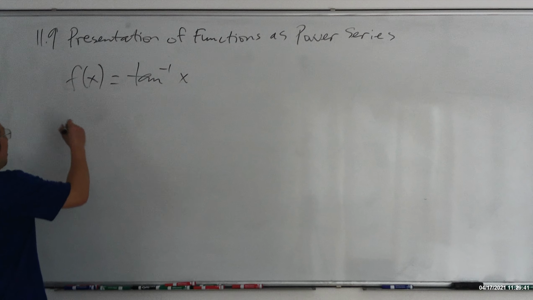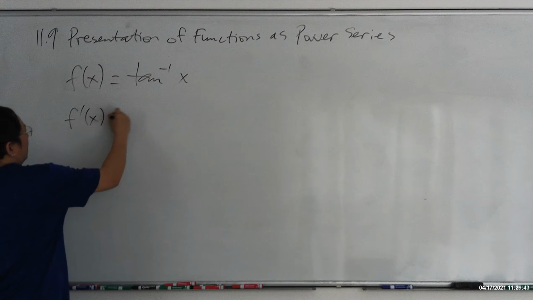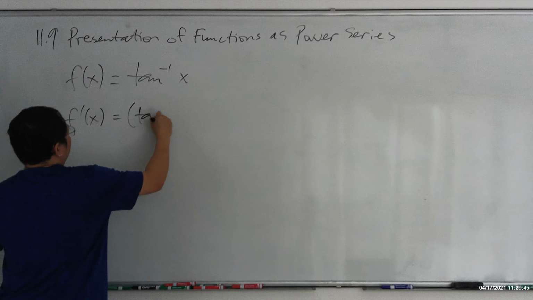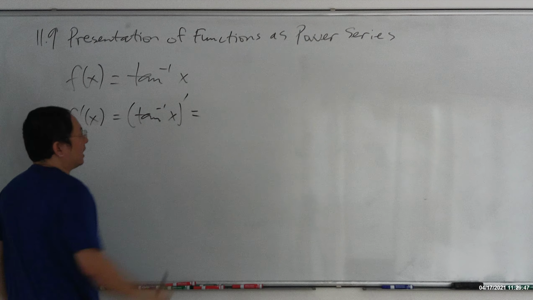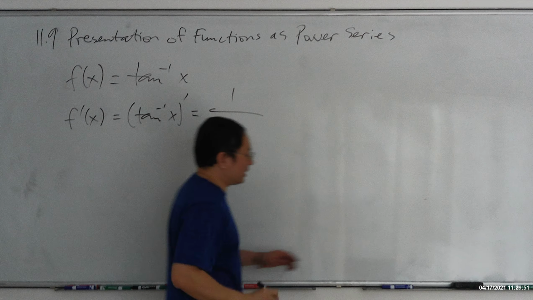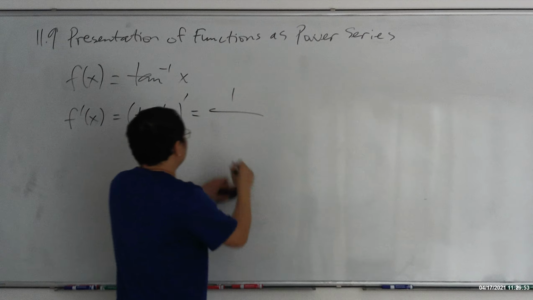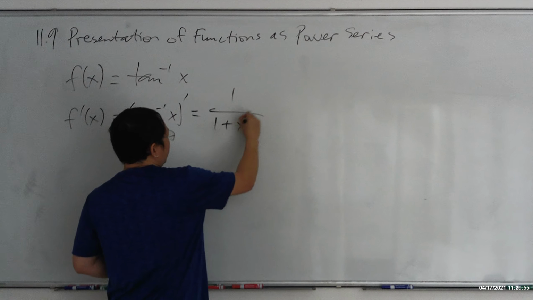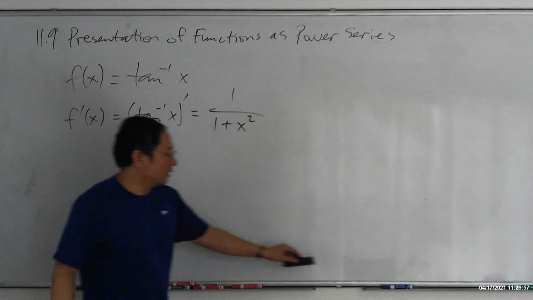So in this case, I see right away that f prime of x is the derivative of tangent inverse of x. And you know the derivative of tangent inverse is 1 over x squared plus 1, that's what I say, but try to write 1 plus x squared, make it look like what we learned before. Okay?